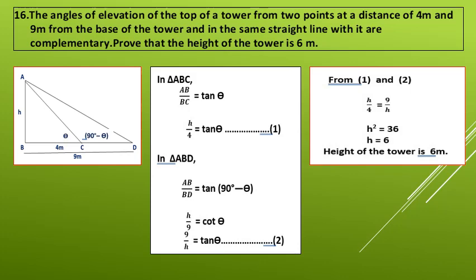By cross multiplication, we get h square is equal to 36. Therefore, h is equal to square root of 36. h is equal to 6. We are taking the positive value. So height of the tower is 6 meter.